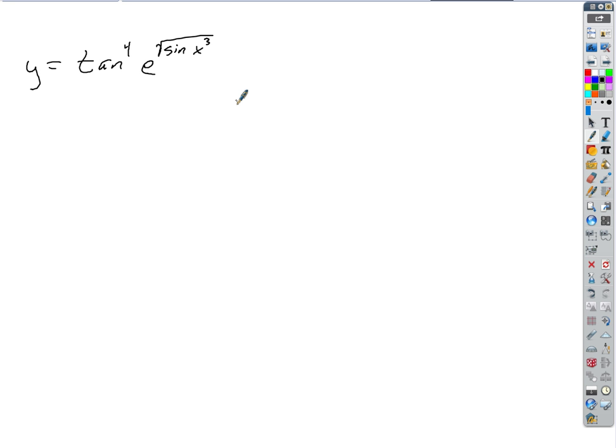Okay, try that. The x cubed is inside the sine function? Yep. Try that. You can do that one.